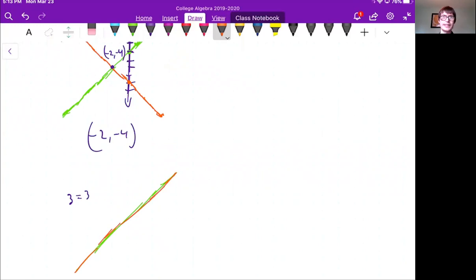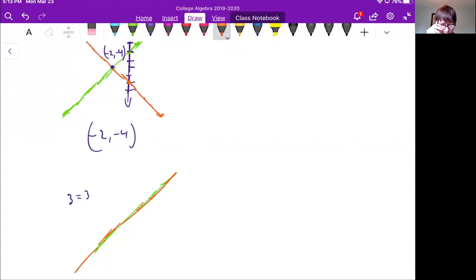It would actually be the exact same line. The same thing. There's infinitely many solutions. It doesn't matter what point you choose. They're always going to be the same point for both equations. Each point's going to work together. They actually have the same equation, just disguised a bit.